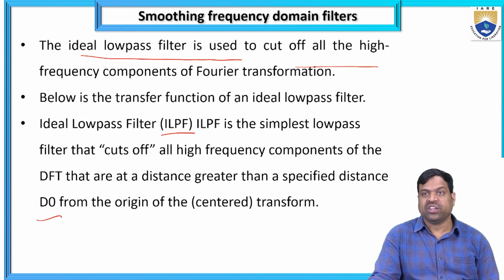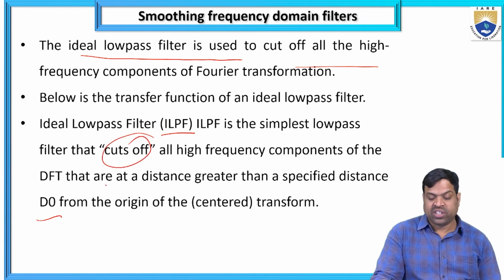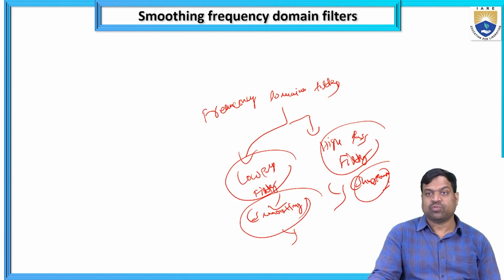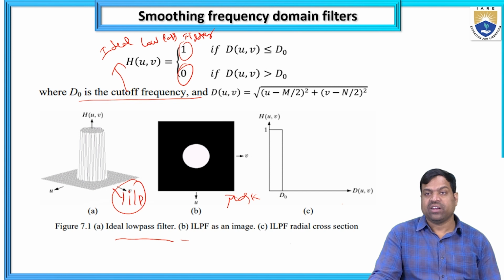The ideal low pass filter is used to cut off the high frequency components of the Fourier transform. What is the use of the ideal low pass filter? It is the simplest technique for cutoff frequencies, removing all high frequency components of the discrete Fourier transform that are at a distance greater than a specified distance d naught from the origin of the centered transform.